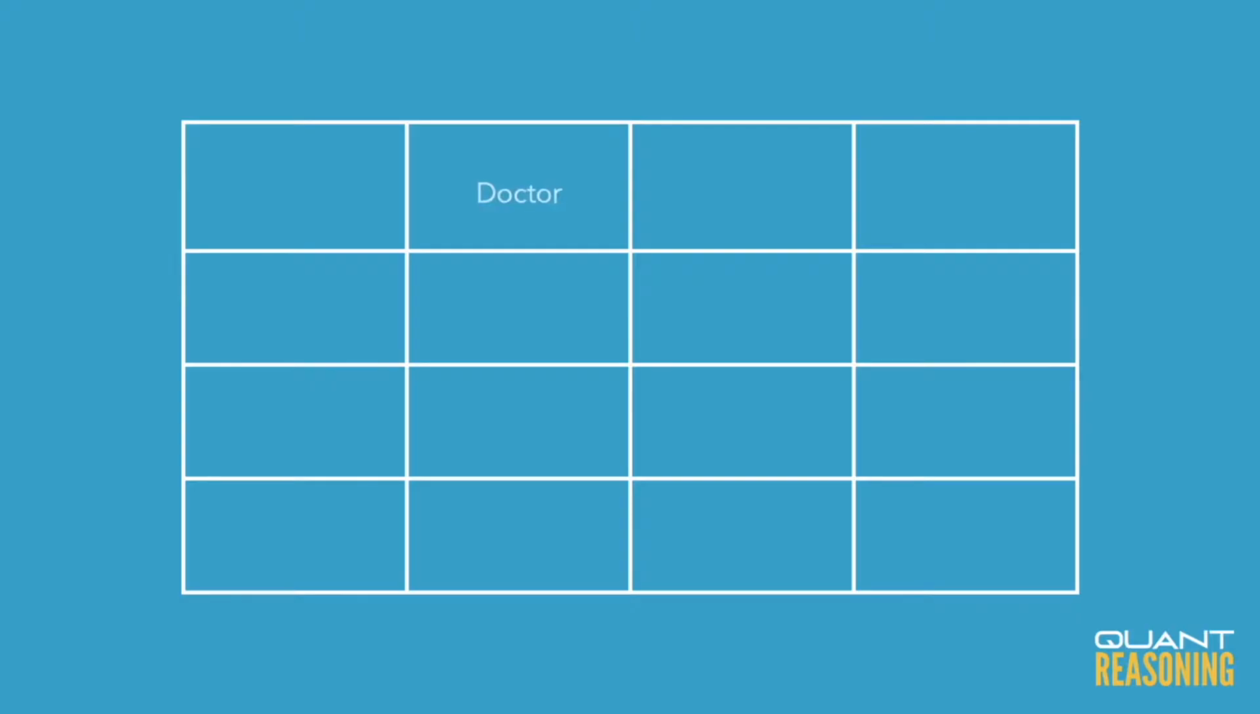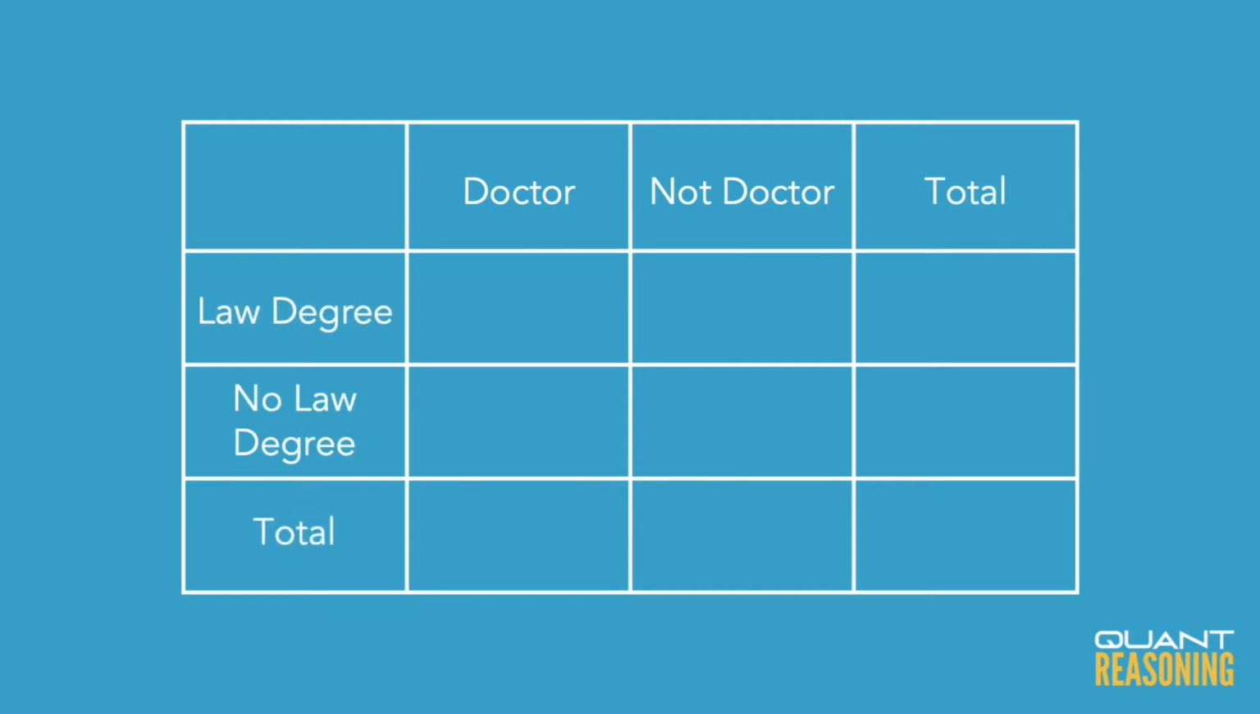You'll have your doctors, you'll have your non-doctors in total, and we'll have the lawyers, non-lawyers in total. And the total is 50. We want to know how many are both doctors and lawyers. I imagine it's a pretty small number, but maybe that's just me.